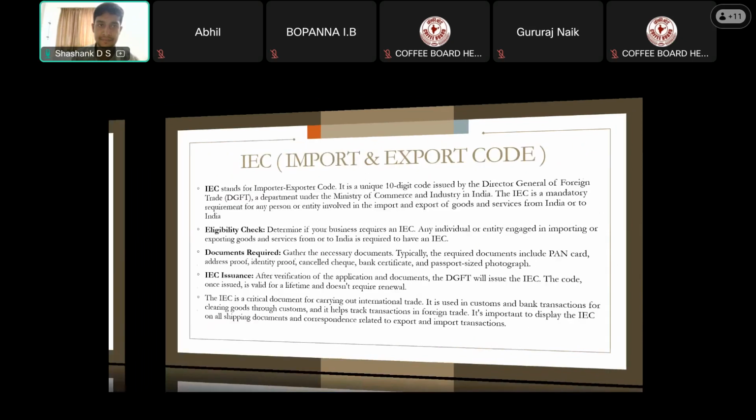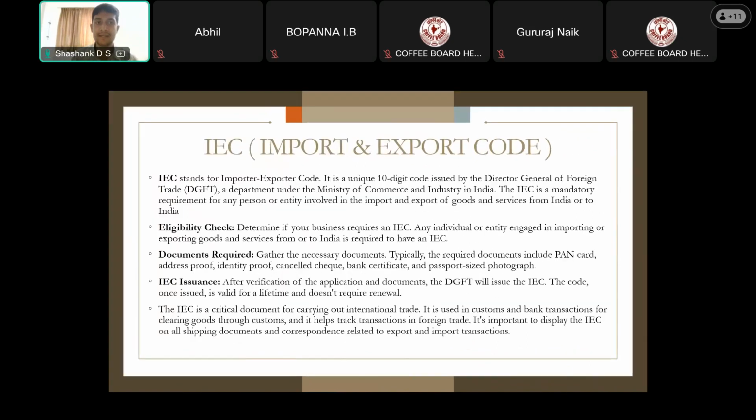The next is IEC, the import-export code. For someone who wants to start trading globally, be it import or export from any nation, we need to have this IEC. This IEC can be applied for with DGFT, which is the Director General of Foreign Trade. It is an online application.